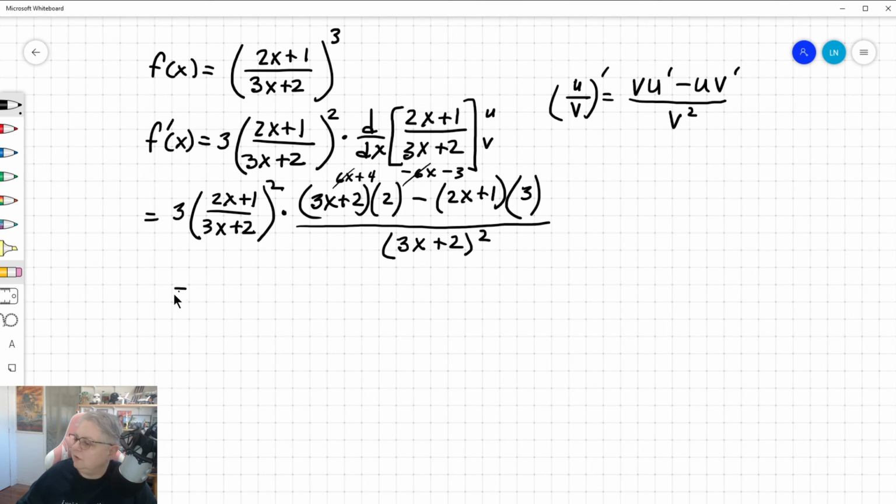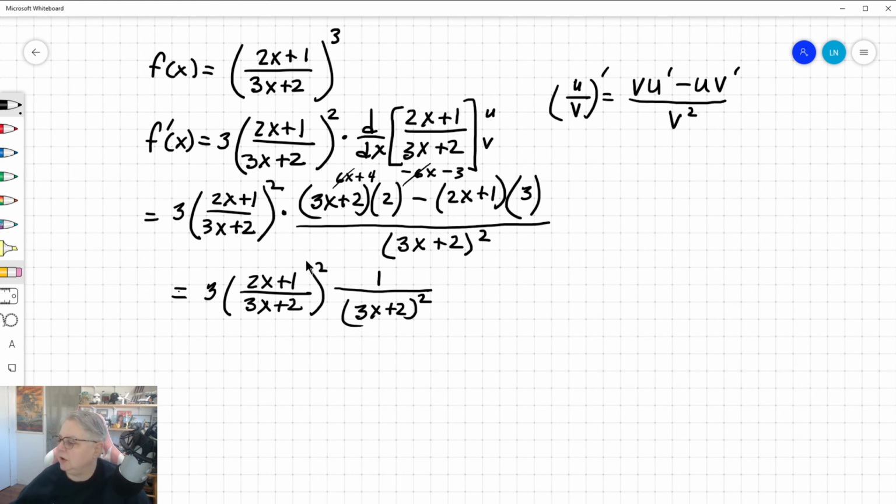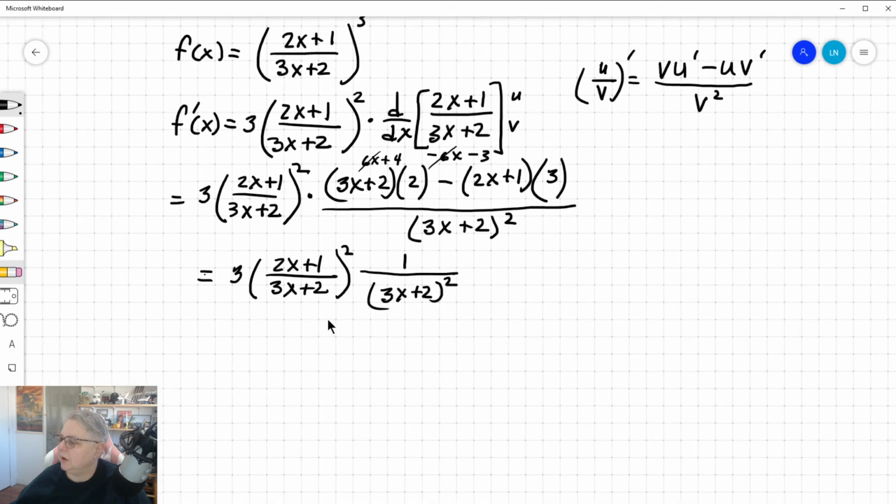All right, so I'm going to do an extra step here. I'm going to write this one down again, and we're going to simplify this now. So when I put this together, I get 4 minus 3, so that's 1, over (3x plus 2) squared. Now the last thing I'm going to do with this one is put it together. I've got the same denominator here, so I can just squish that together.